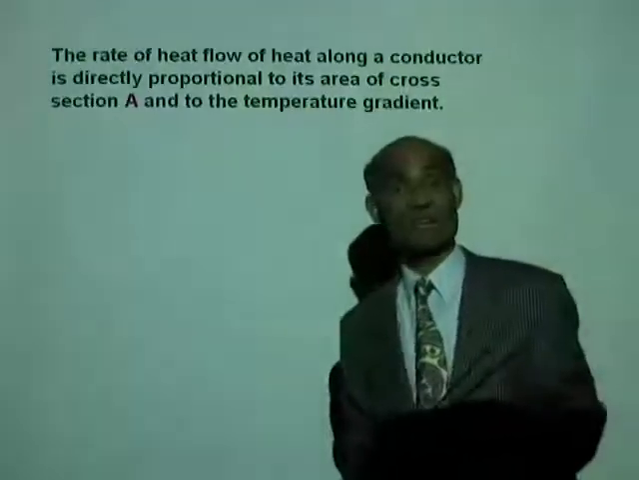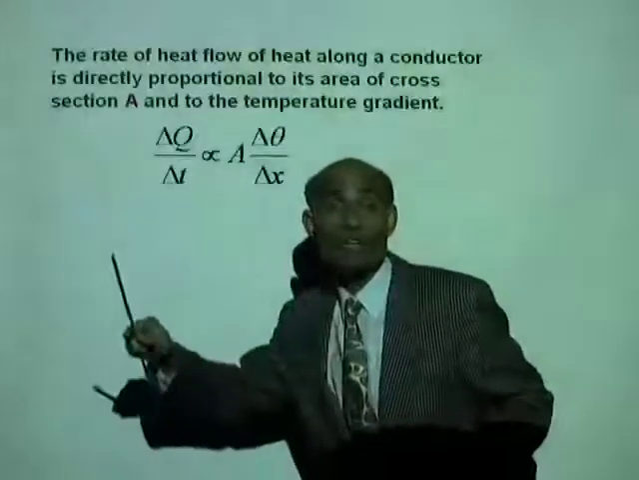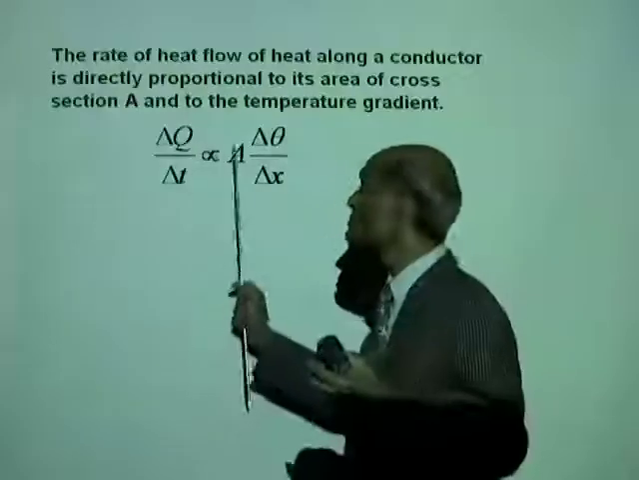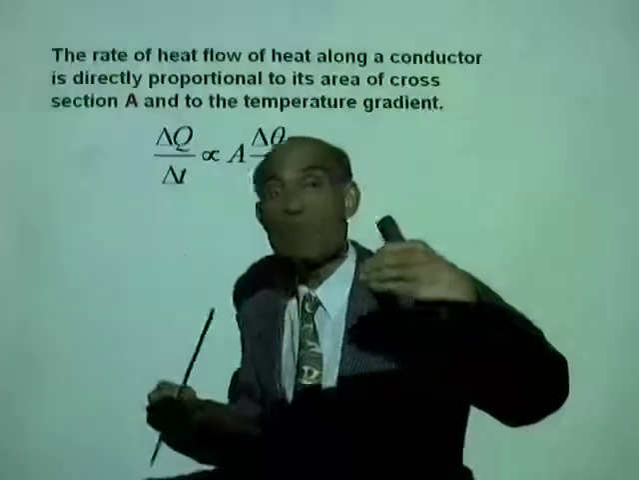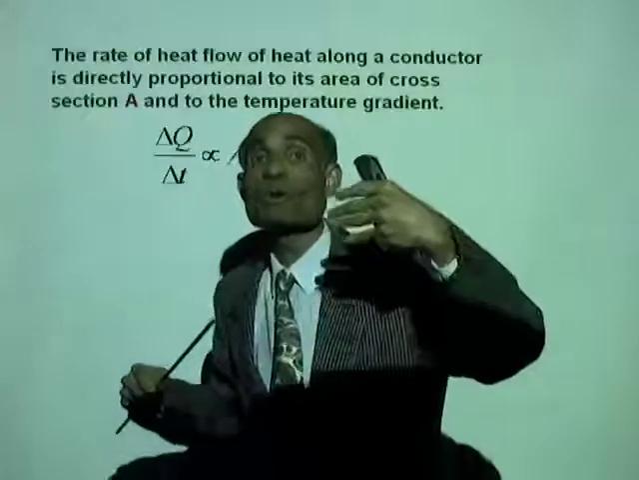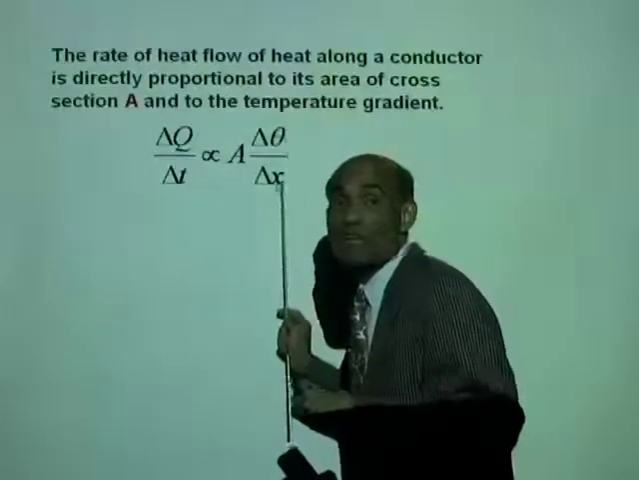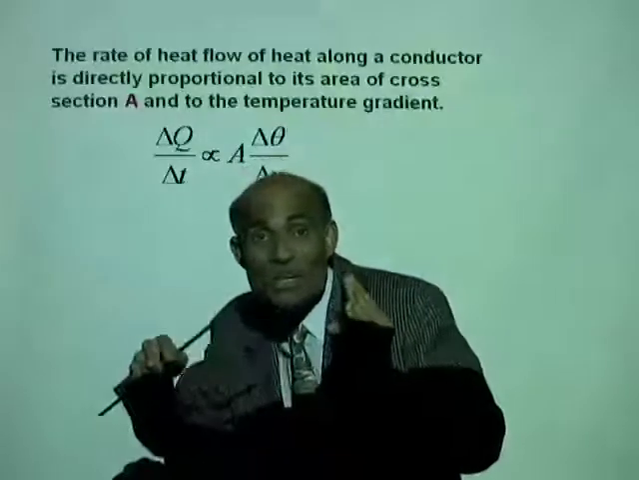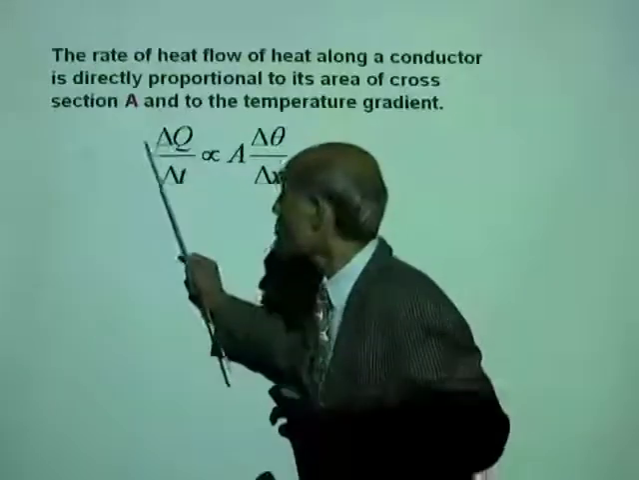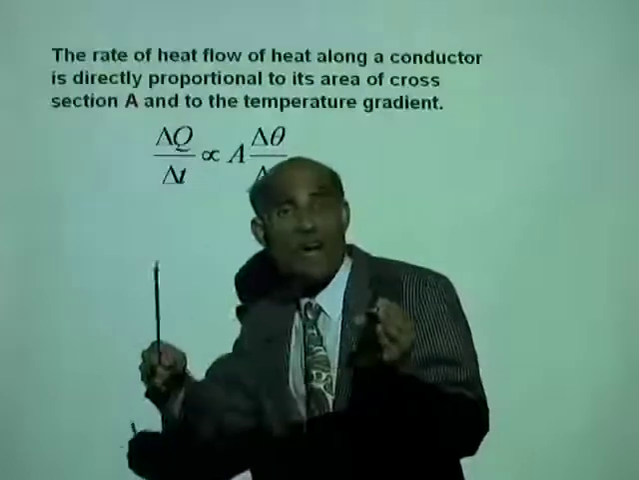Can you write this as a mathematical equation? Yes. The rate of flow of heat, don't confuse between the two rates. The rate of flow of heat is the amount of heat that flows per unit time. And temperature gradient is the drop in temperature per unit length. The rate of flow of heat, you can actually call it the thermal current.